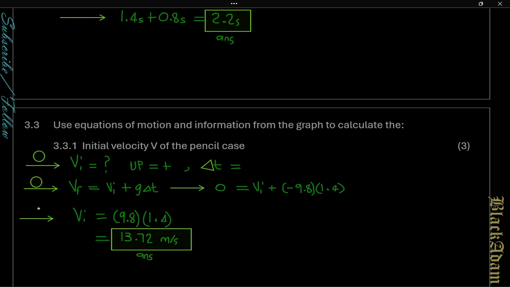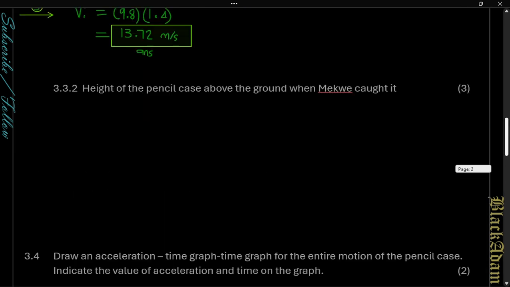So we get the steps there. Step 1, we write what we know and what we don't know. We know that change in t is 1.4 seconds, and v final is 0. Those are the information we use. We choose our direction up as positive. Step 2, we substitute all the values into the equation. Step 3, we simplify, and that's our answer.